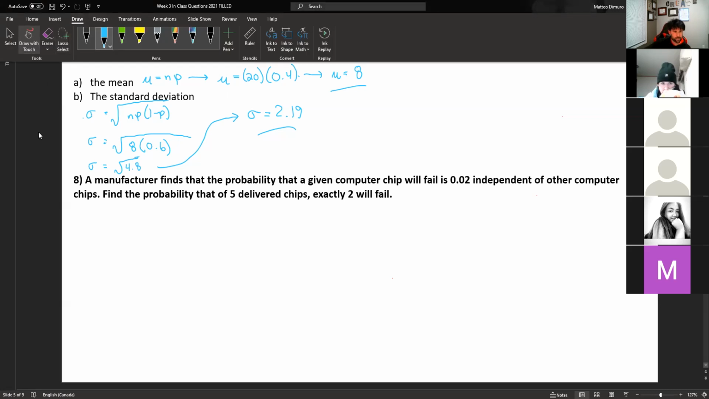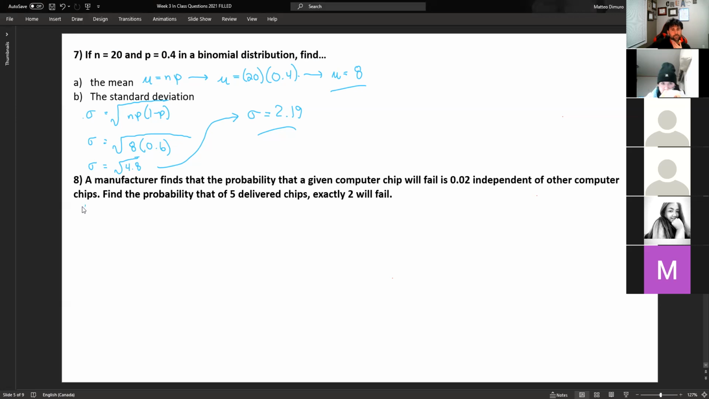A manufacturer finds the probability that a given computer chip will fail is 0.02, and that's independent of other computer chips. That's important because remember, things need to be independent for binomial distribution to work. Find the probability that of 5 delivered chips, exactly 2 will fail. This is a binomial distribution question because either a chip is going to fail or it's going to work. Whenever there are 2 outcomes, you know it's binomial.